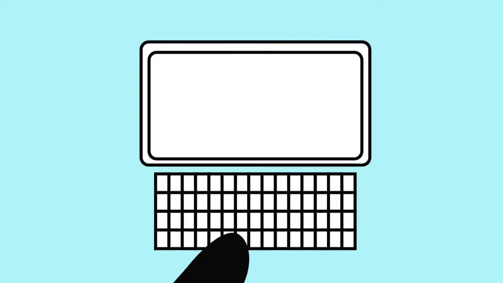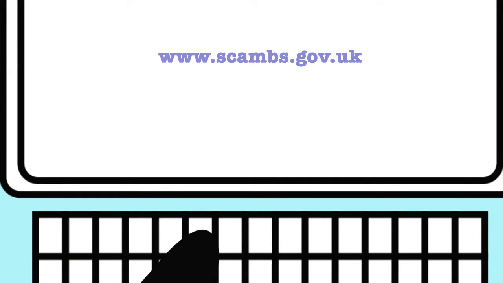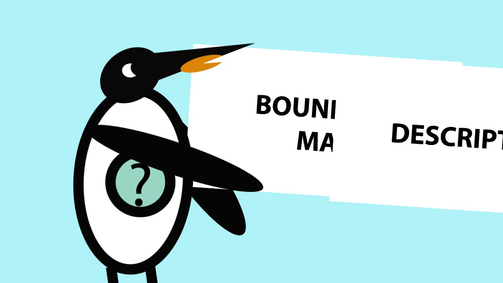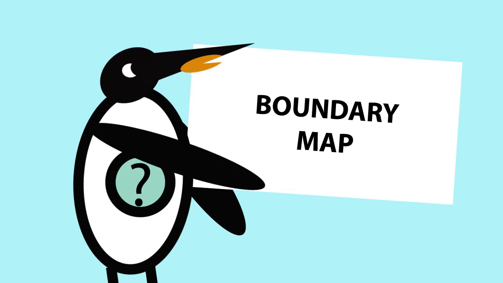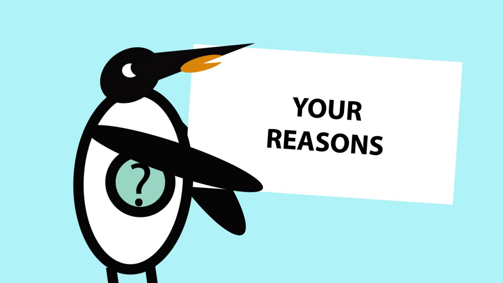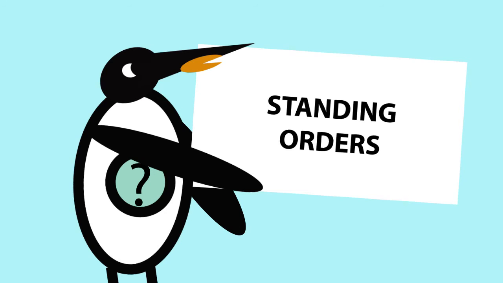The community interest group will need to submit a nomination on the asset nomination form. Go to www.scams.gov.uk and search for ACV. Nominations have to include a description of the nominated building or land, including a map of its proposed boundaries, a statement with the information known about the names of the current occupants and any freeholders or leaseholders, your reasons why you think it's of community value, evidence of your eligibility to make a nomination, including your standing orders if you're a parish council.